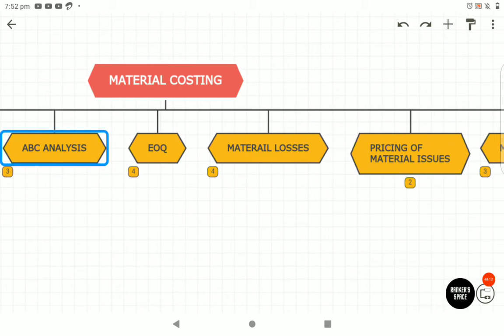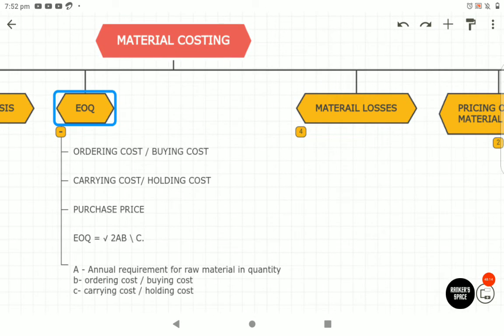Then after that you have the EOQ. EOQ is also known as reorder quantity. So what is the formula? What is the important thing I mentioned in EOQ? Very good. Your ordering cost and your carrying cost will be equal, isn't it? Ordering cost and carrying cost will be equal, right? This is the important point I mentioned. So in EOQ, what is the formula? Root of 2AB by C.